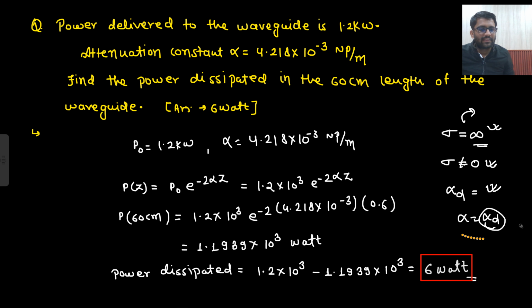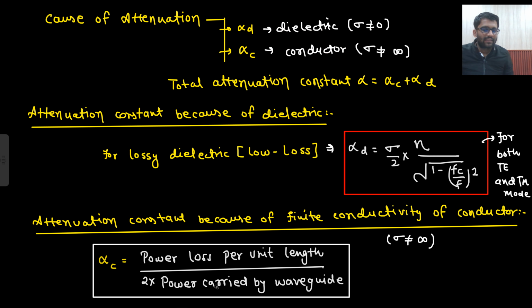But there is very rare chance that they will ask you the value of alpha c. Even if they ask, you need to apply this formula: power loss per unit length in the waveguide divided by 2 into power carried by the waveguide. Will you be able to apply this formula? Certainly. But the formula is very complex, there would be 10 to 12 terms, so that formula will not be asked in your examination. But they can give you that power loss per unit length is this value, and this was the total power carried by the waveguide. Then they can ask you the value of alpha c.